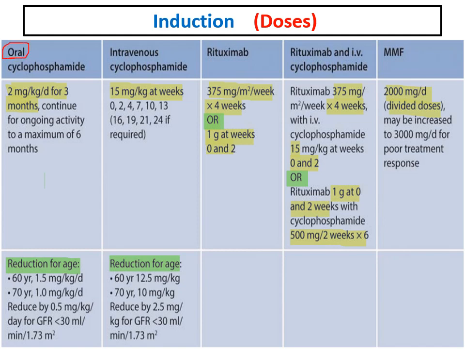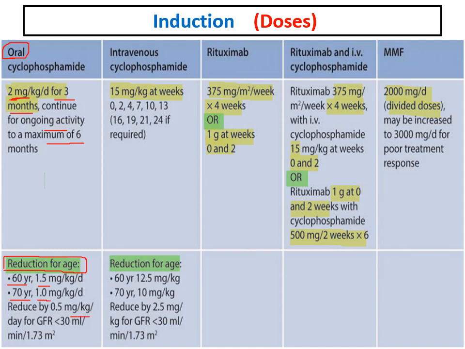For oral cyclophosphamide, the dose will be 2 milligram per kg per day for 3 months. If there is ongoing activity, you can reach a maximum of 6 months, but this will give a very high cumulative dose. The usual duration will be 3 months. But don't forget that we can reduce that dose with age. In patients 60 years or older, the dose will be 1.5 milligram per kg per day. In patients older than 70 years of age, the dose will be 1 milligram per kg.